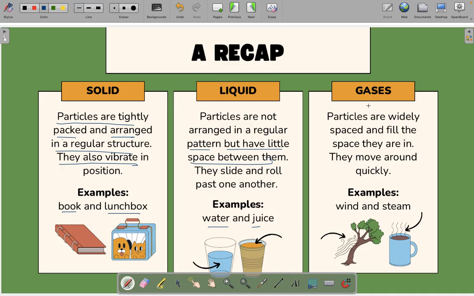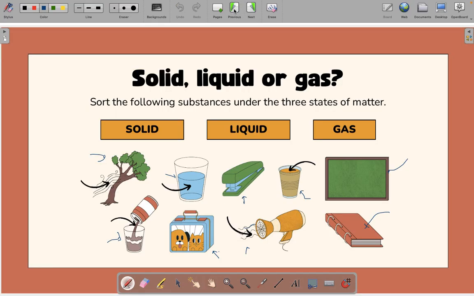Then gases. Gases are very different from solid and liquid, with some similarity between liquid and gas because both of them can flow. So particles are widely spaced and fill the space they are in, and they move around very quickly. For example, wind and steam, right? So in the previous question, I guess this was wind. If we talk about this, the tree is a solid, this wind is a gas, right? Which is air. So that is why it is a gas.